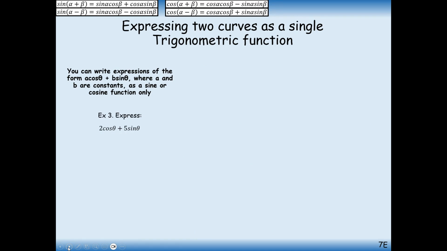So in this example, we've been asked to express 2 cos theta plus 5 sine theta in terms of cos, and we have subtraction between these two angles. So alpha, the phase shift, needs to be a positive value, but we will have a minus sign there. So we are going to appeal to this formula here. On top of the page, I'm circling cos alpha minus beta, and we will appeal to that.